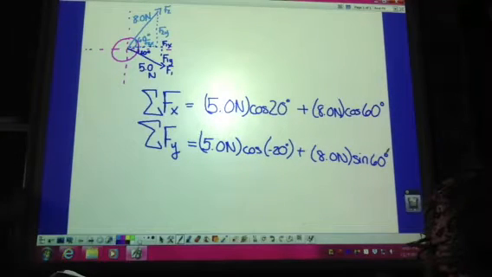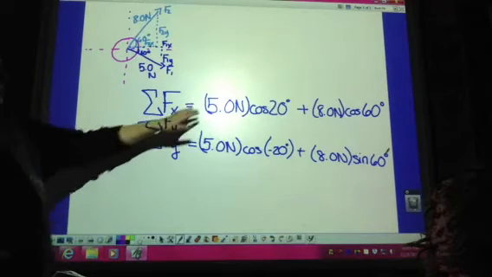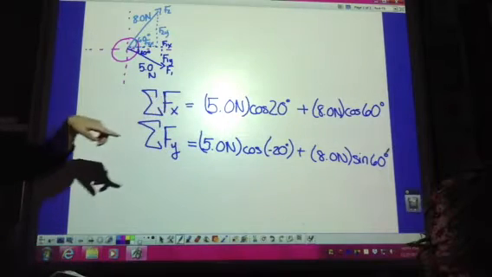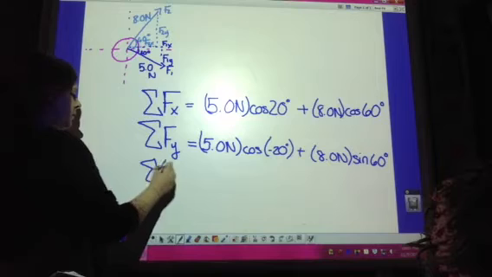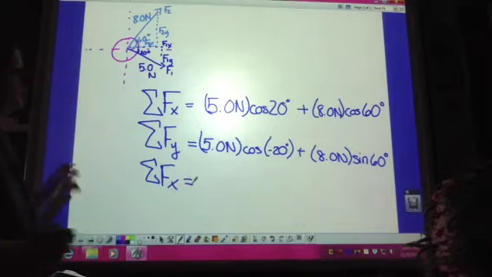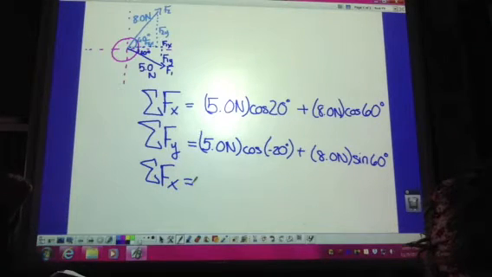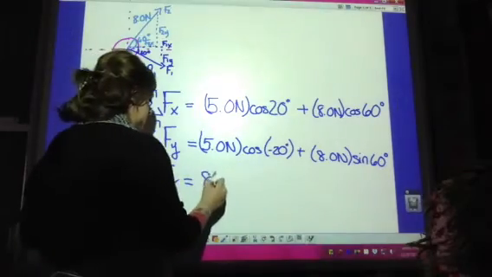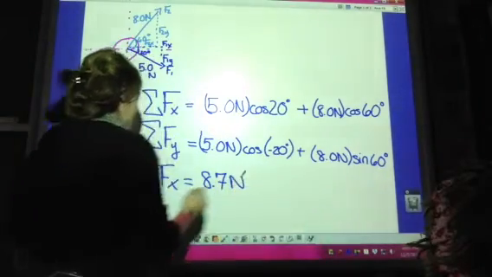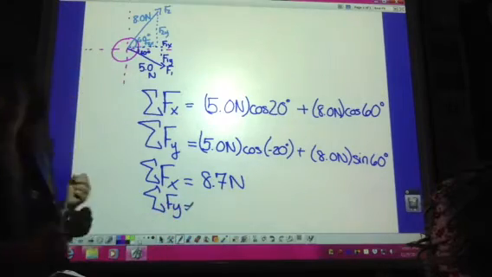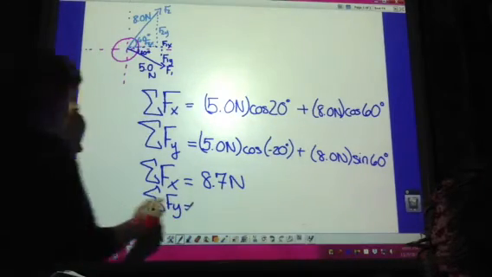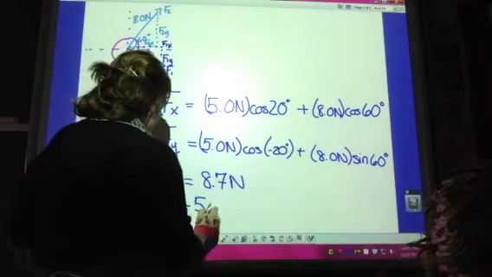Okay, so if we do those, we should get 4.7 and 4.0. So the net force in the x direction should be 8.7 newtons. And the net force in the y direction should be 5.2 newtons.